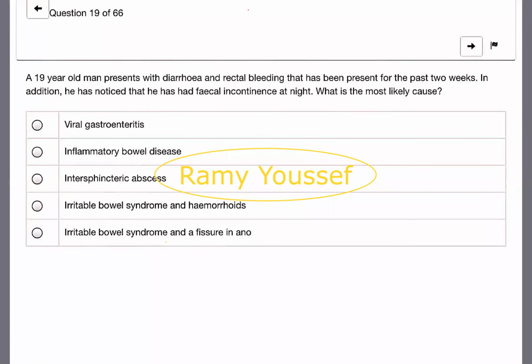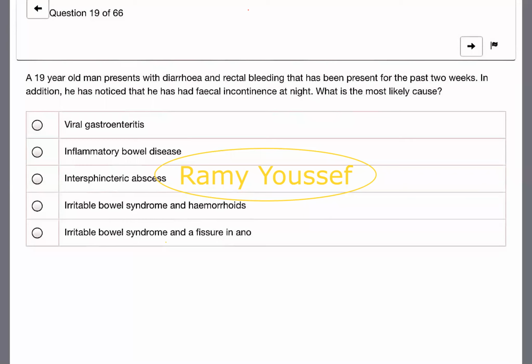A 19-year-old man presented with diarrhea and rectal bleeding for the past 2 weeks. In addition, he has noticed fecal incontinence at night. What is the most likely diagnosis? Viral gastroenteritis, inflammatory bowel disease, intersphincteric abscess, irritable bowel syndrome, hemorrhoids, fissure in anus. It's inflammatory bowel disease. Exactly. Especially Crohn's disease, the patient has some pruritus ani from inflammation and sometimes leakage of fluid stool.